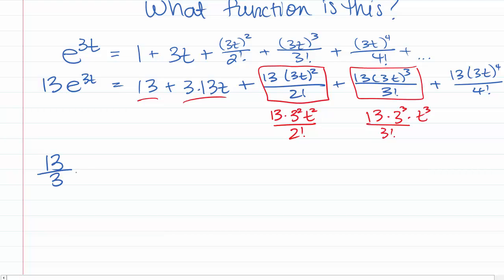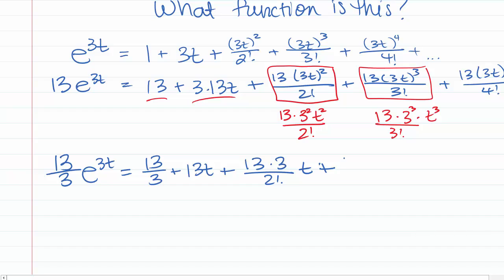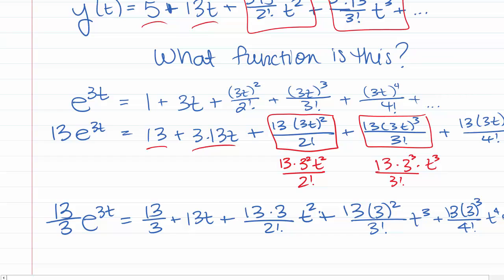So 13 over 3 e to the 3t is going to be 13 thirds plus 13t plus 13 times 3 over 2 factorial t squared plus 13 times 3 squared over 3 factorial t cubed. And if we continue this pattern, the next term would look like 13 times 3 cubed over 4 factorial t to the 4th, etc. Okay, we're getting closer. Now all the terms after the squared match the series that we want. See that? So we need to figure out how to make the first couple terms match.